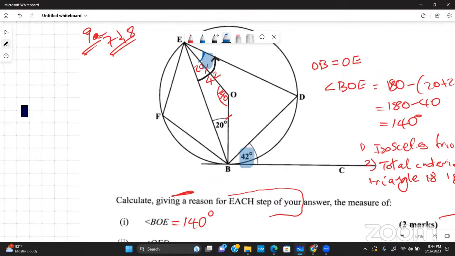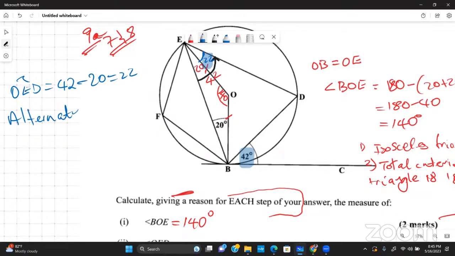Here it is. First, OED is going to equal the 42, take away the 20. And you're left with 22 right there. This little piece is 22. So what did I use? I used the alternate segment principle. That's all. If you're at the alternate segment, it's enough information for them to know that 42 is the alternate segment, and then you subtract that 20 that you had already from it.